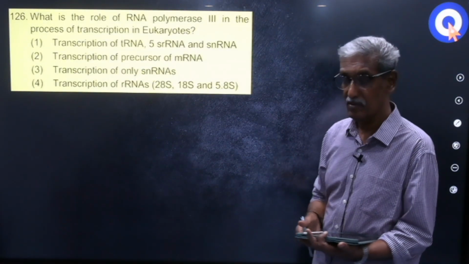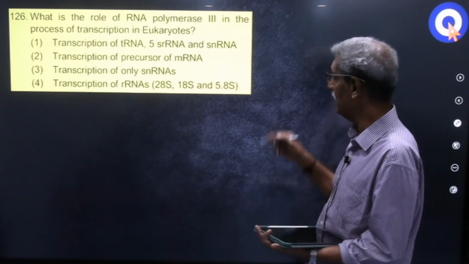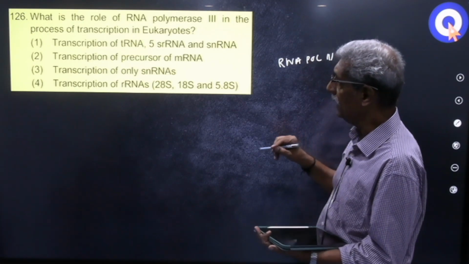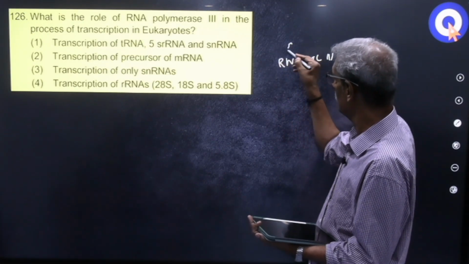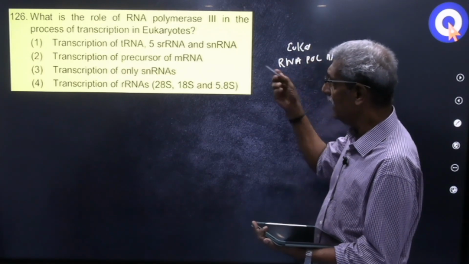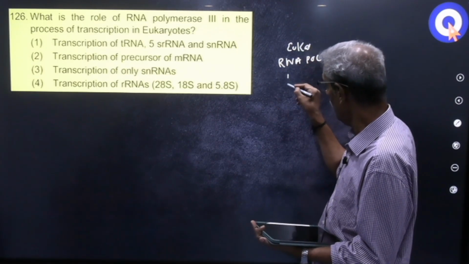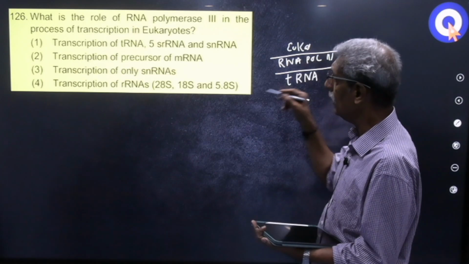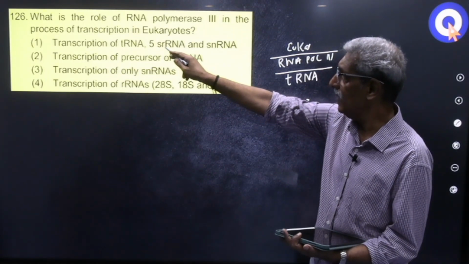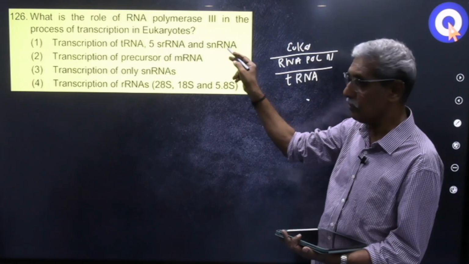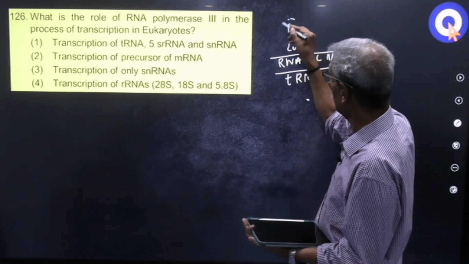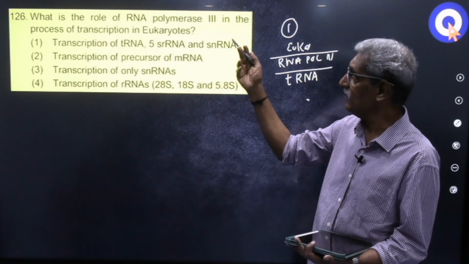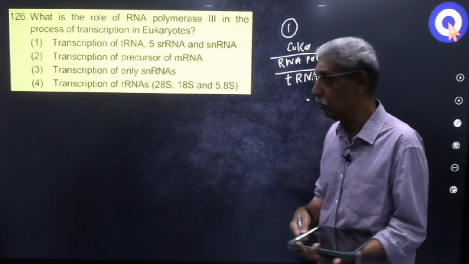Then we have RNA polymerase 3. If you take the molecular basis of inheritance, we have RNA pol 1, pol 2, and pol 3. Pol 3 is a very important enzyme, especially in eukaryotes, responsible for the transcription of tRNA. The way to remember is that transfer RNA, or soluble RNA, is primarily transcribed by RNA pol 3, and it also transcribes 5S rRNA and snRNA. So the option is 1. When you're reading molecular biology, you always have to understand the roles of RNA pol 1, RNA pol 2, and RNA pol 3.